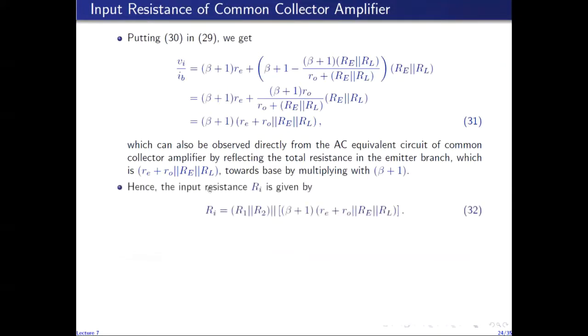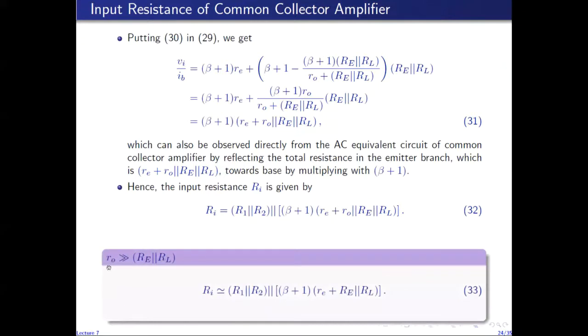The overall input resistance of the common collector amplifier is then given by this factor in parallel with R1 in parallel with R2. Again, we can make use of this reasonable assumption that small r0 is much greater than this combination, which means that this parallel resistance becomes almost equal to capital RE in parallel with capital RL. So this is the reduced and more commonly found expression for the input resistance of the common collector amplifier.